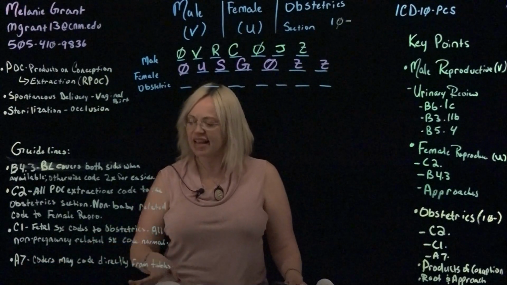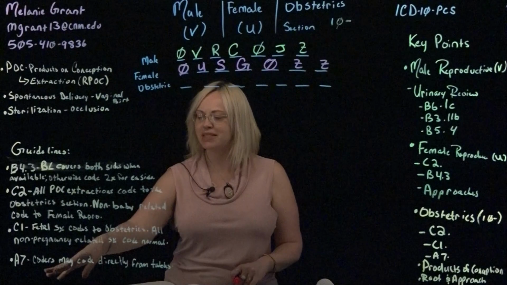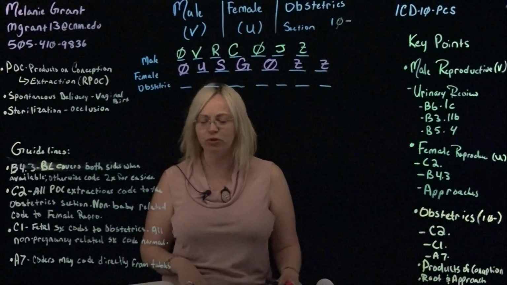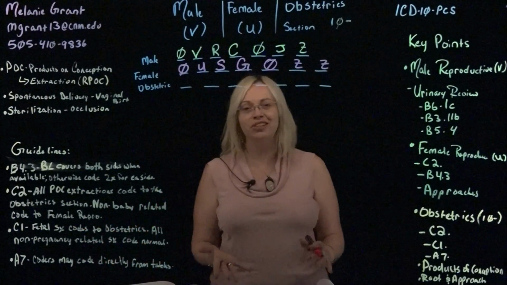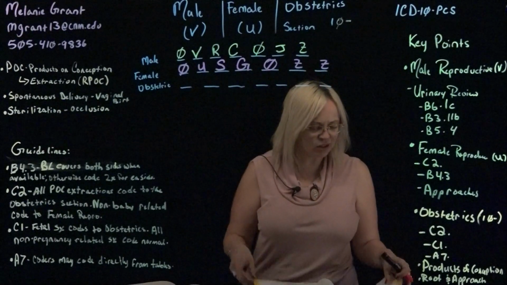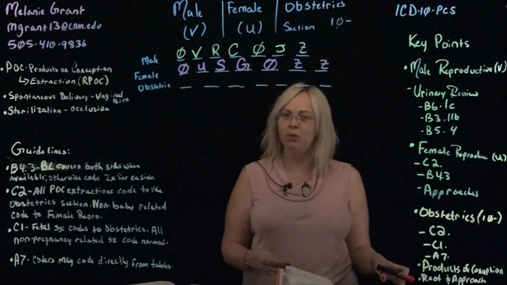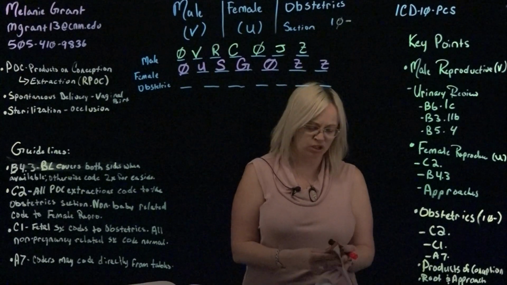And last but not least, A7. Why they put this one here in chapter 20, I can't tell you, but it basically says that coders can code directly from the tables without needing to look at the index first. We already kind of knew that, but let's take a look now at the obstetrical section, because it's been a while since we've looked at a separate section.